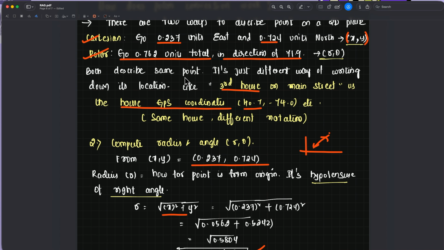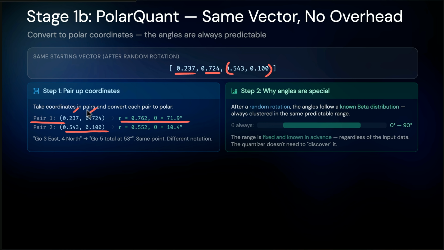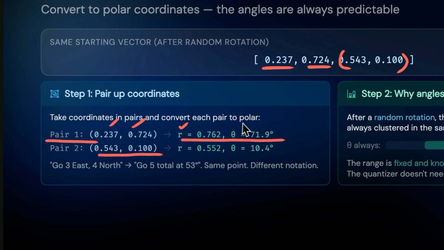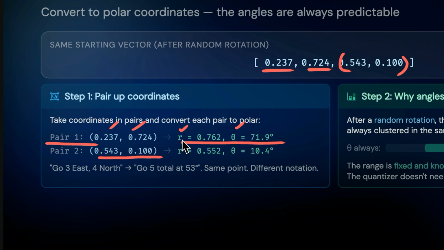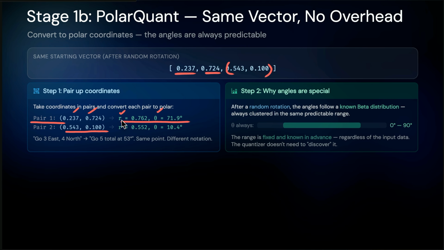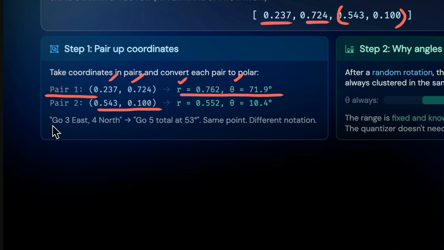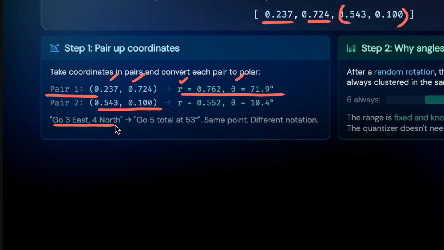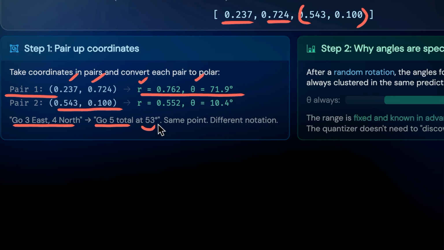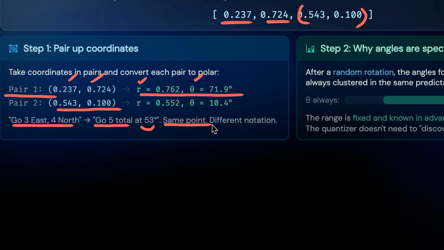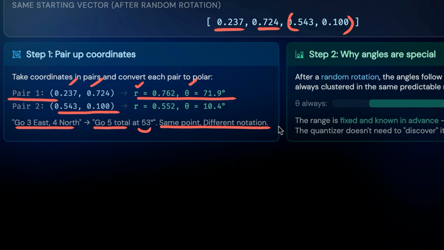How did we convert to polar coordinates? We pair up these coordinates and convert them into r and theta. r gives how far away this point is from the origin, and theta gives the direction. Take this example: earlier we were saying go 3 east, 4 north, but now we are saying go 5 units total at a 53 degree angle. It's the exact same point, only the notation is different.